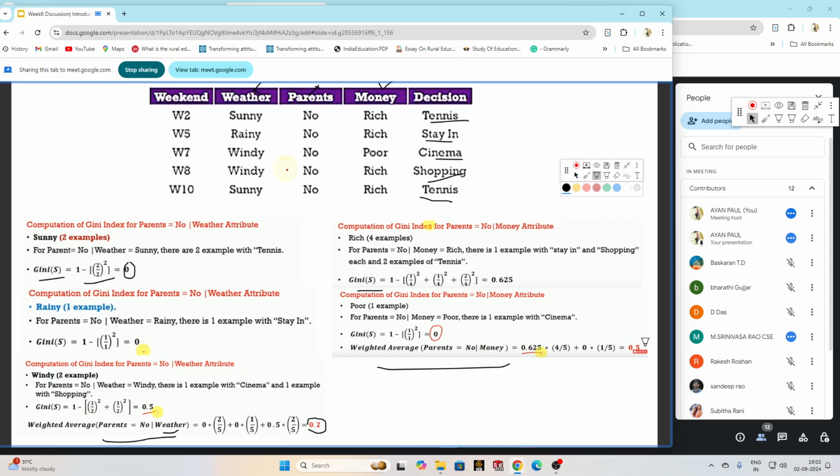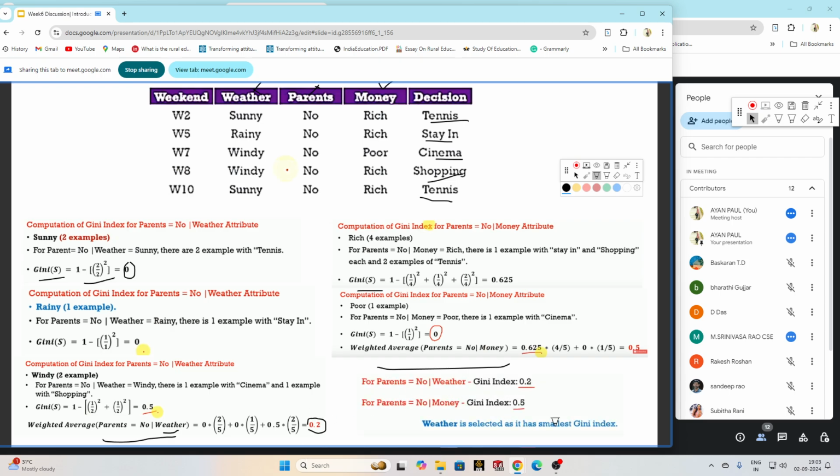Now we will compare these two, and wherever we see that the Gini index is less, we will be splitting with that attribute. So here we are seeing that the Gini index is coming less for the weather attribute. That is why we will now split our data with respect to the weather attribute.